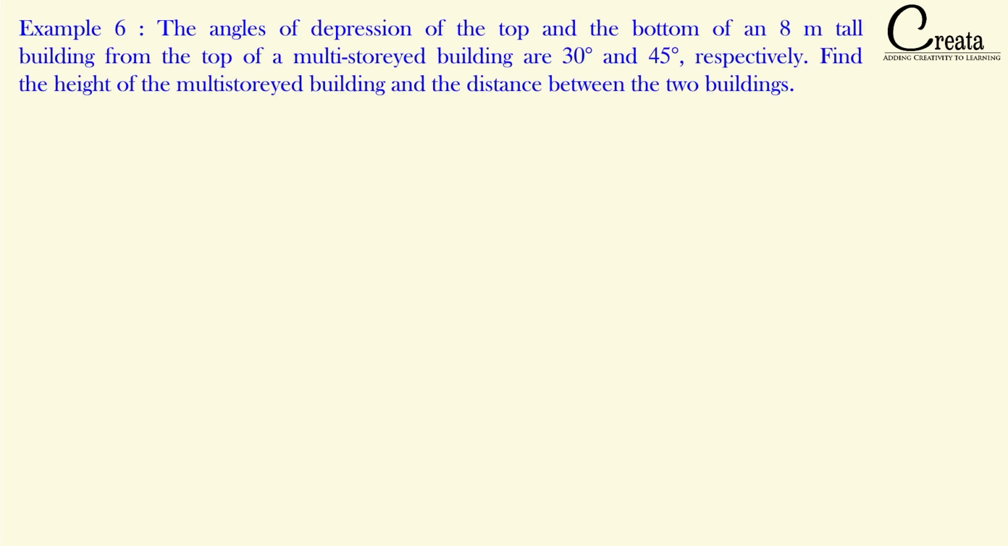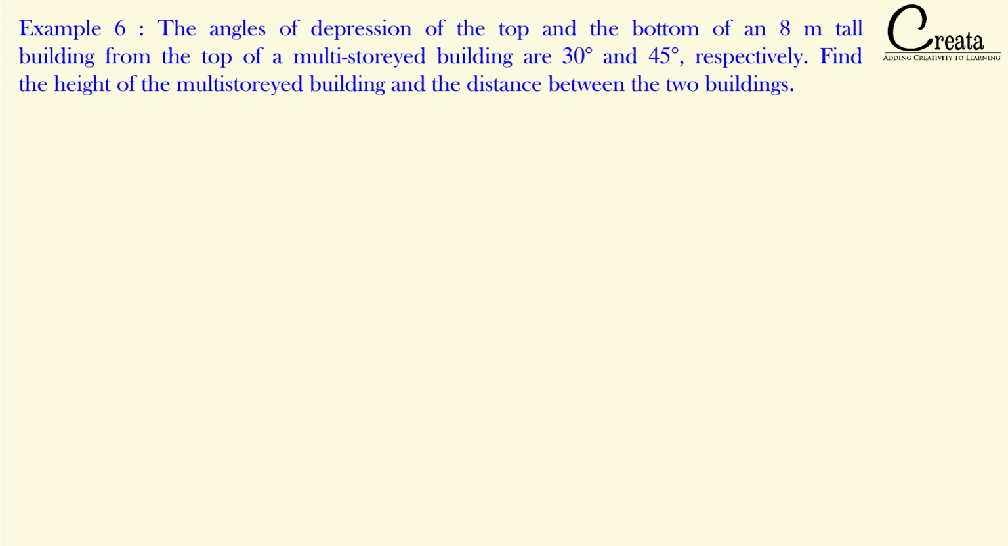The question is: the angle of depression of the top and the bottom of an 8-meter tall building from the top of a multi-storied building are 30 degree and 45 degree respectively. Find the height of the multi-storied building and the distance between the two buildings. So this is the question. This question is talking about the angle of depression. The previous questions we have done, all those questions involve the angle of elevation, that is when we are looking upward. Here the angle of depression is coming into the picture, that is we are looking downward.